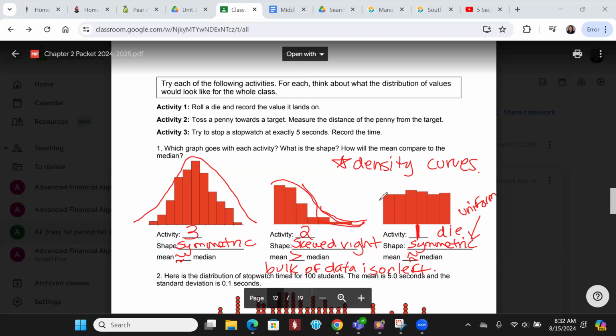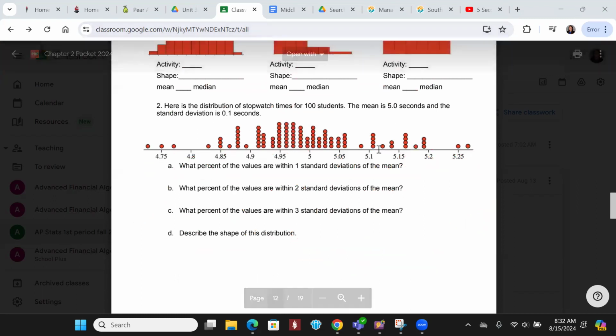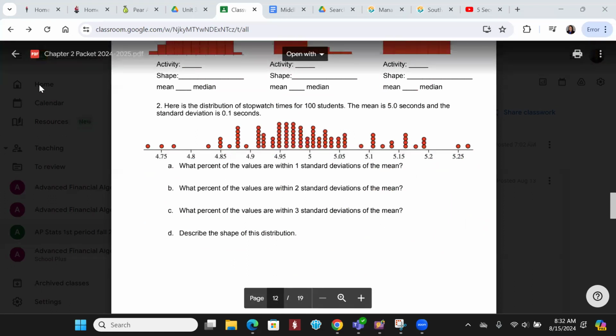Okay. All right. Looking at the data down here at the bottom for 100 students. Here's a distribution of stopwatches for 100 students. The mean is 5 seconds and the standard deviation is 0.1 seconds. What we're going to do is label this. So the mean is mu. Do you remember mu? It looks like a cool little N. Mu. Yeah? All right. Now, the standard deviation is how much?